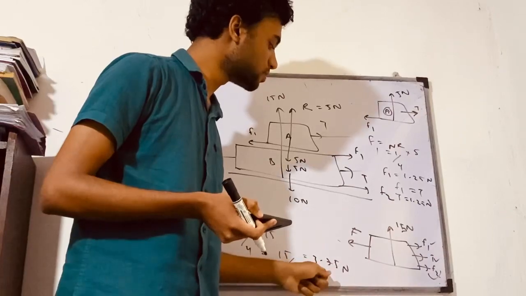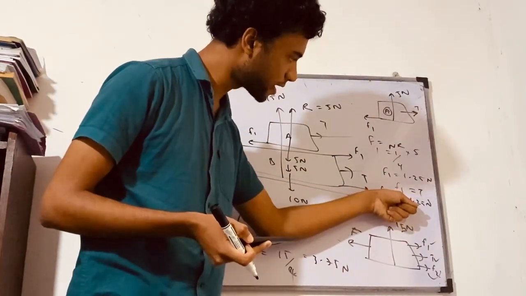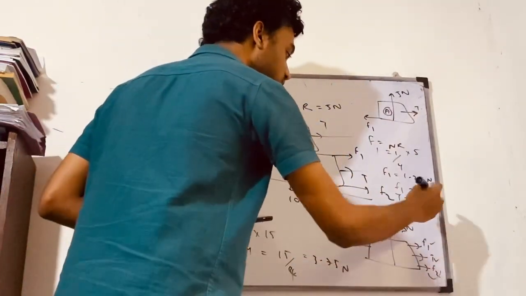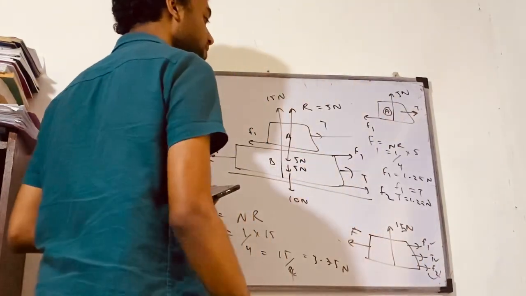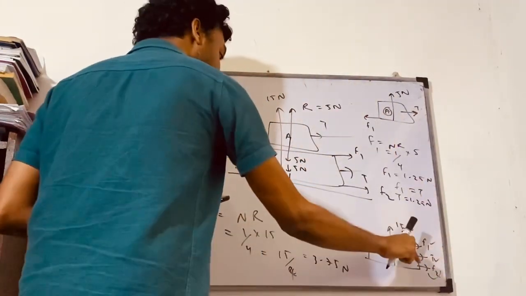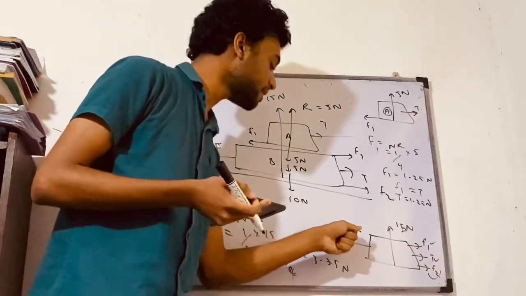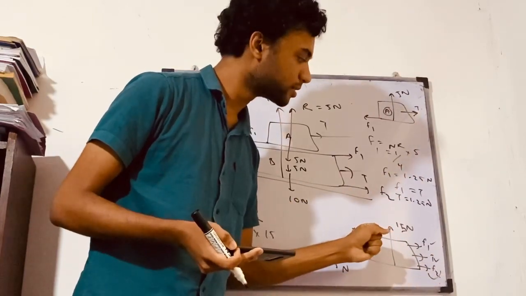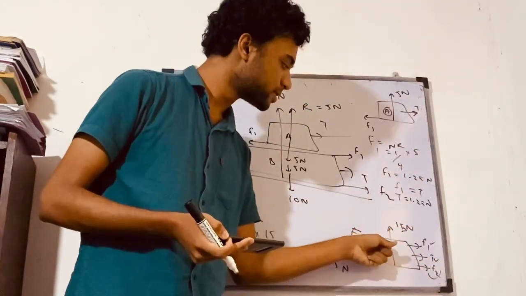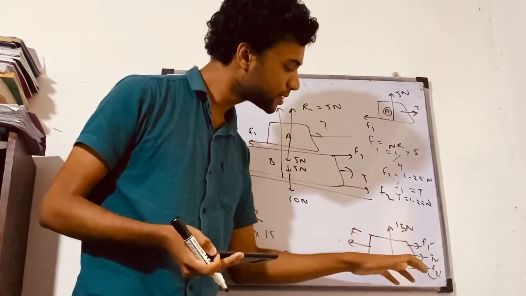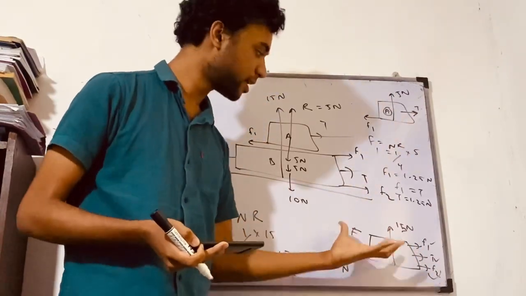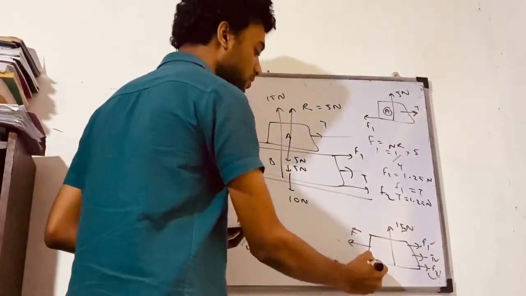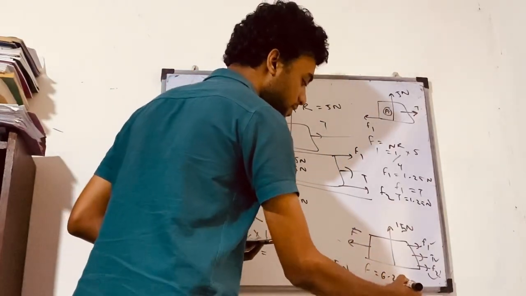Then 3.75 newtons plus 1.25 newtons is 5. So 5 plus 1.25 newtons is 6.25 newtons. Therefore, the total of F1 plus T plus F2 is 6.25 newtons. That should be equal to the force that I apply, which is capital F, because the sum of forces acting on the right side should be equal to the sum of forces acting on the left side. There cannot be a resultant force on this object. If there is a resultant force, there cannot be a constant velocity. Therefore, F is equal to 6.25 newtons. I hope you understood.